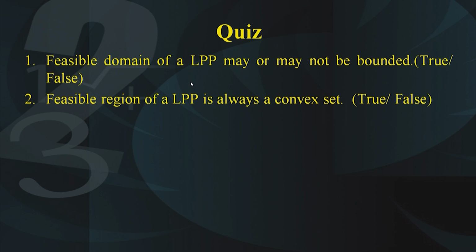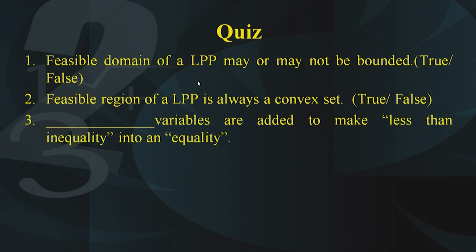The second question, the feasible region of a LPP is always a convex set. Again, the answer is either true or false. Please write down the answer in your booklets.